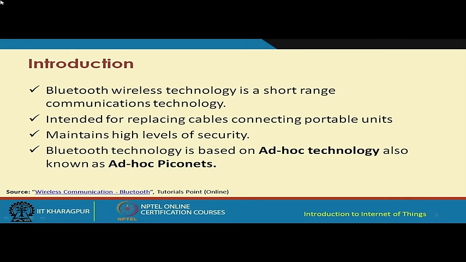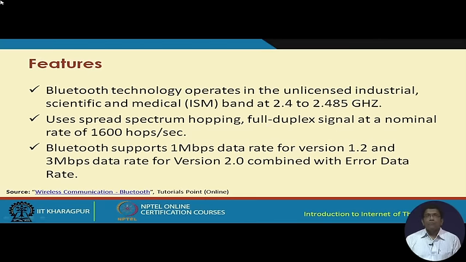One of the very good things about Bluetooth is security. Bluetooth ensures a high level of security, and another very distinctive feature is that Bluetooth helps in forming ad hoc networks. So concepts such as ad hoc technology and ad hoc piconets are commonly used in the case of Bluetooth. Bluetooth technology also, like the previous ones such as HART that we covered in the previous lectures, operates in the ISM band, 2.4 gigahertz to 2.484 gigahertz. It uses spread spectrum hopping, full duplex signal at a nominal rate of 1600 hops per second. It supports a 1 Mbps data rate, which is quite attractive. Short range, high data rate communication is supported in Bluetooth.